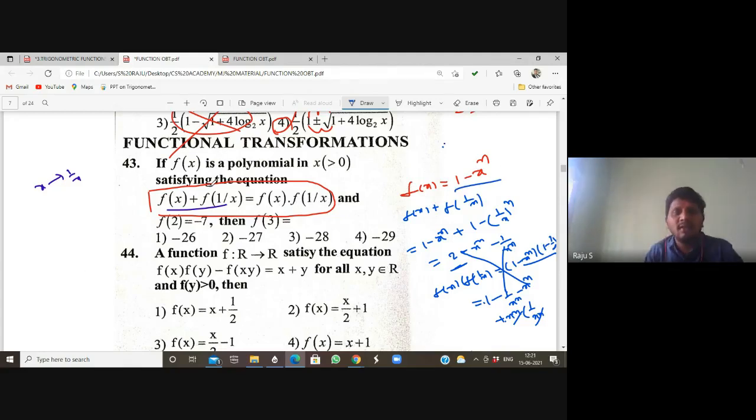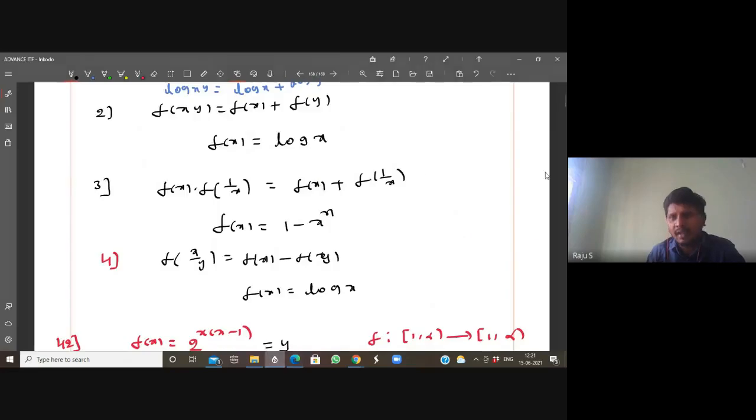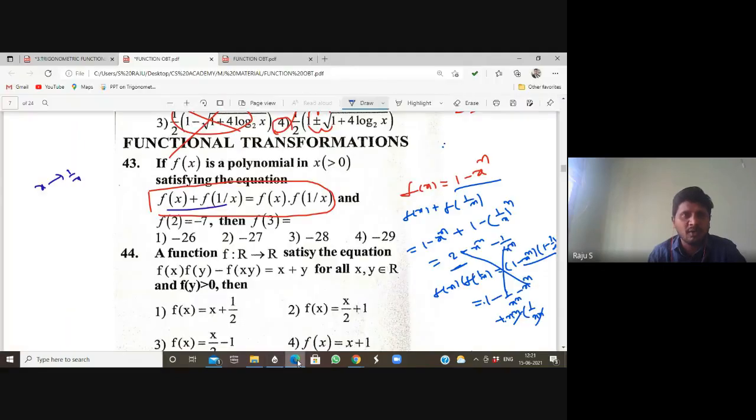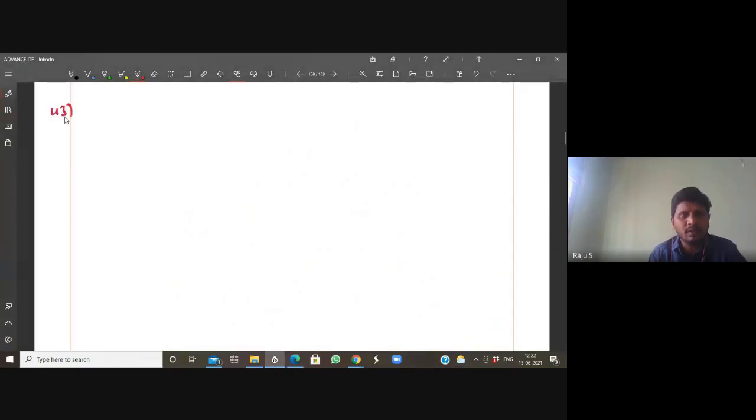So f of 2 value is given already. Is f of 2 satisfying this condition? In this question number 43, I am taking f of x as, according to the given question, 1 minus x power n. Clearly they gave f of 2 value as minus 7. So why did they give these conditions? To check whether the given function is correct or not.